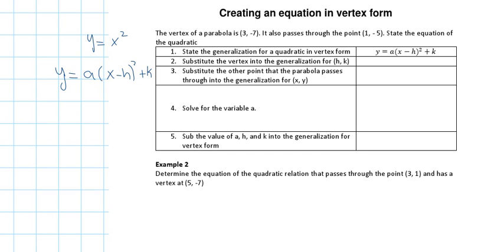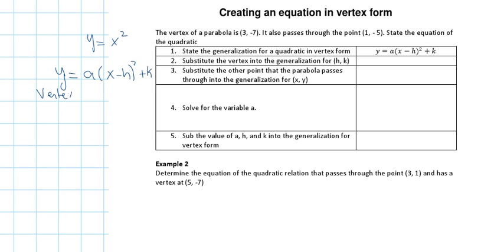And it is called the vertex form because you can find the vertex from it. Yes? We said that h and k make up the vertex. Are we okay with this?